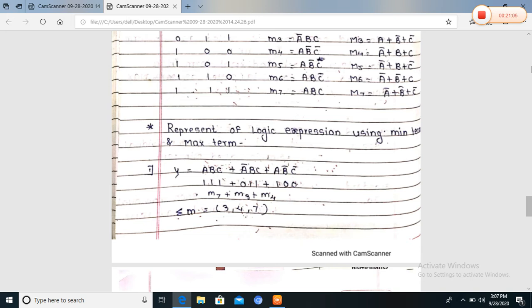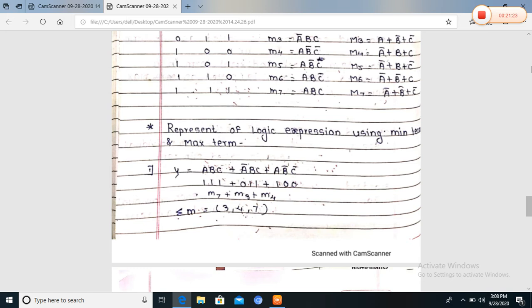Then A B bar C bar. A B bar C bar means A as it is 1, B bar as a 0, C bar. Bar is represented as a 0 in SOP, and 1 is represented as a bar in POS. So these terms are 1 1 1. 1 1 1 means M7 term. So this is a min term M7.